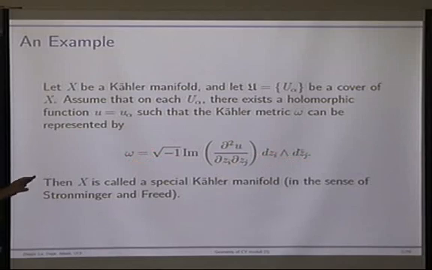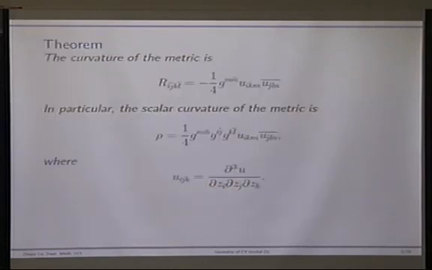So if this is true, then of course such a Kähler manifold is very special. So in the sense of Strominger, string theorists, and Freed, we call this a special Kähler manifold. In general, of course, we cannot reach that. Even locally, it's not possible for a Kähler metric to be written in such a way. So why are we interested in special Kähler manifolds?